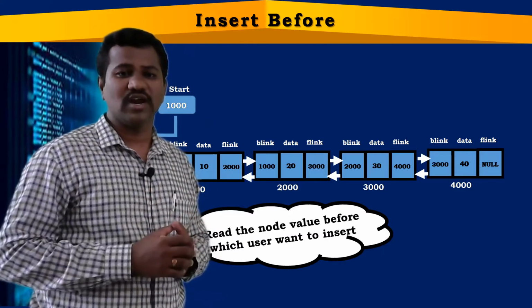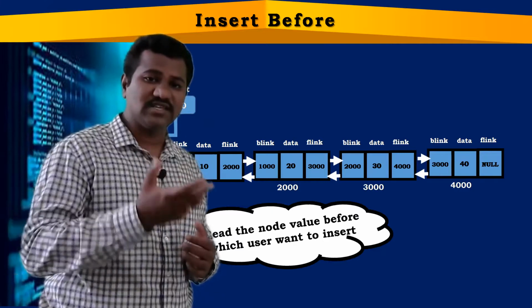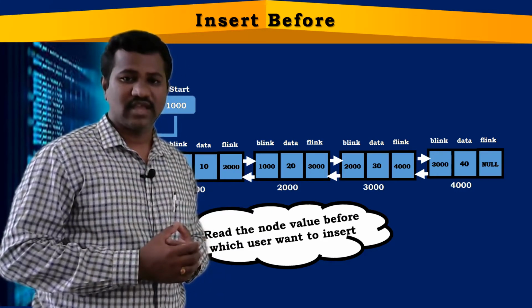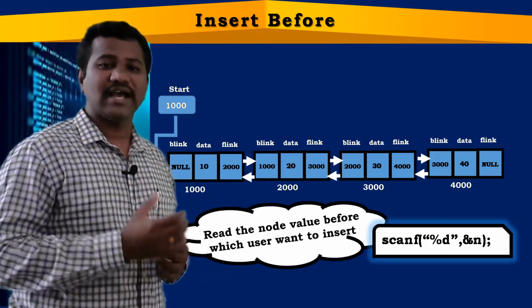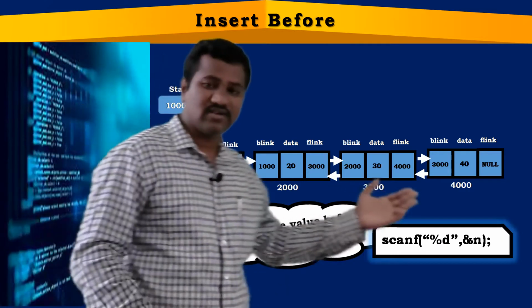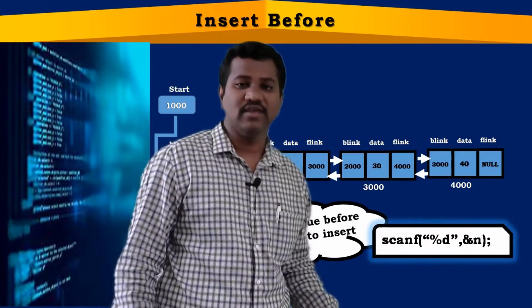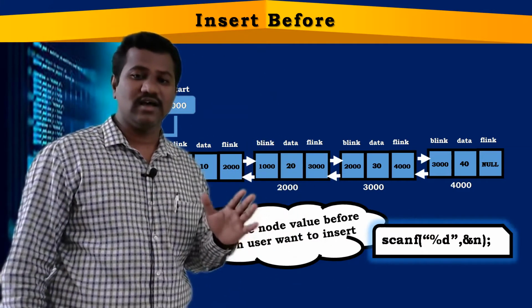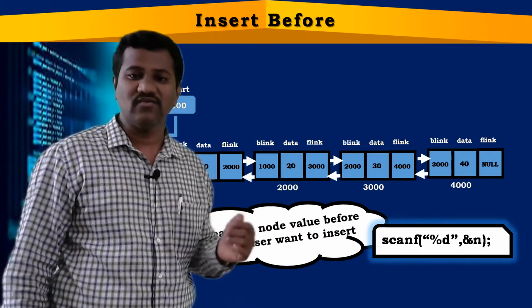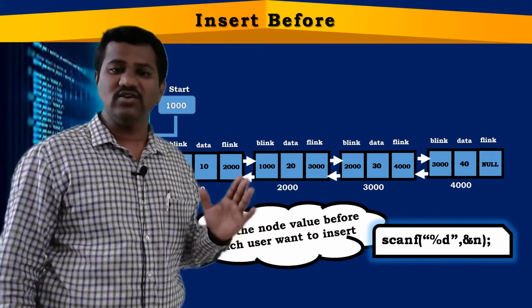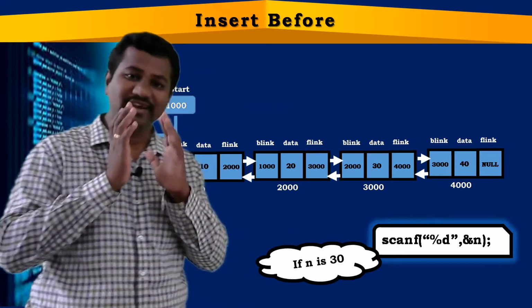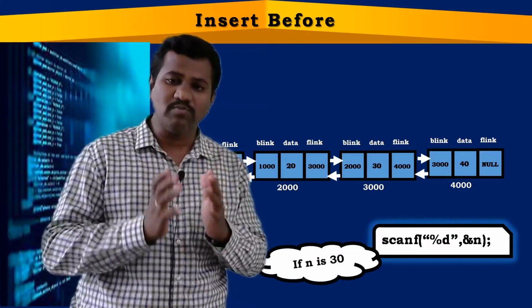So for that purpose, what I need to do is ask the user to enter before which node they want to insert. And with the help of scanf, I'm accepting the value and storing that value in a variable called n. Now your n variable holds the value the user entered. Let us assume that the value the user entered is 30. That means the user is interested in inserting a new node before 30.